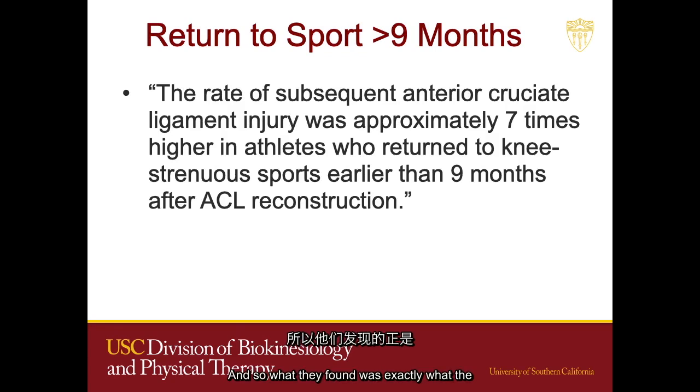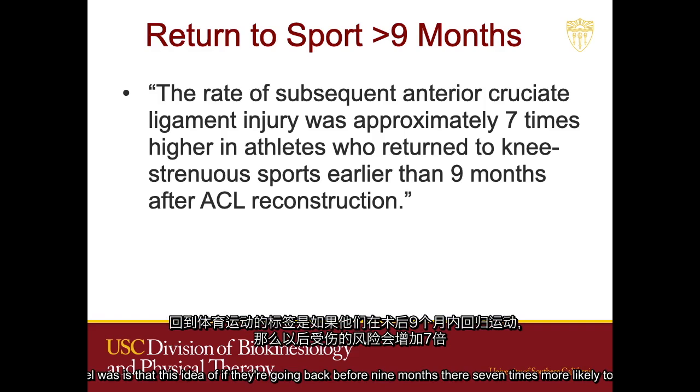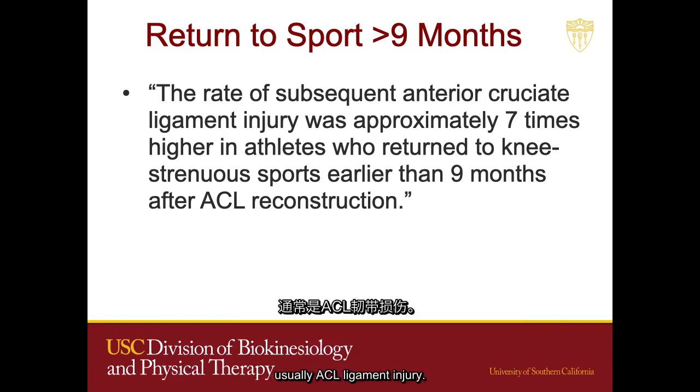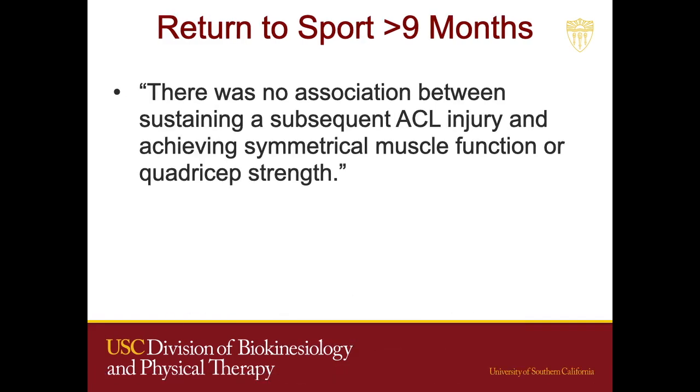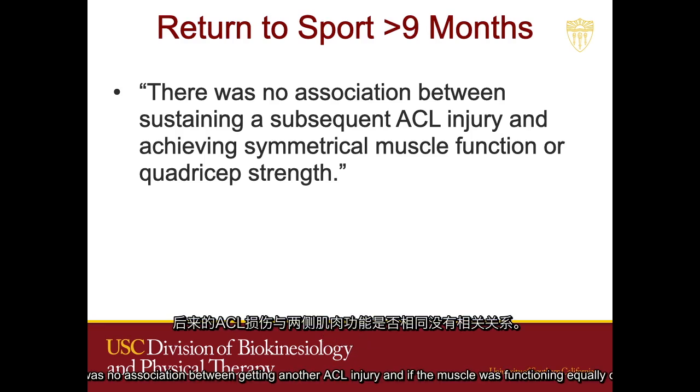And what they found was exactly what the label said: if they're going back before 9 months, they're 7 times more likely to have some sort of subsequent injury, usually an ACL ligament injury. What was interesting, though, is that there was no association between getting another ACL injury and whether the muscle was functioning equally on both sides.